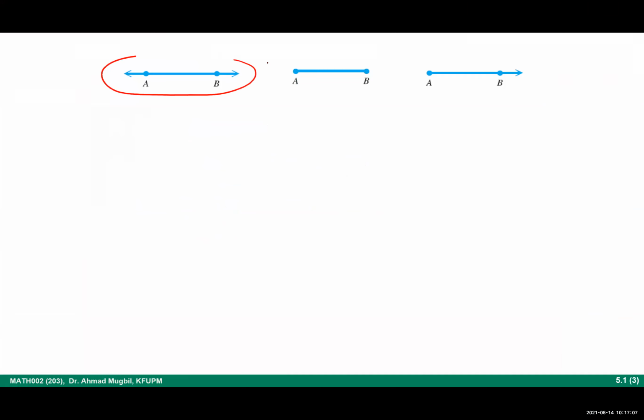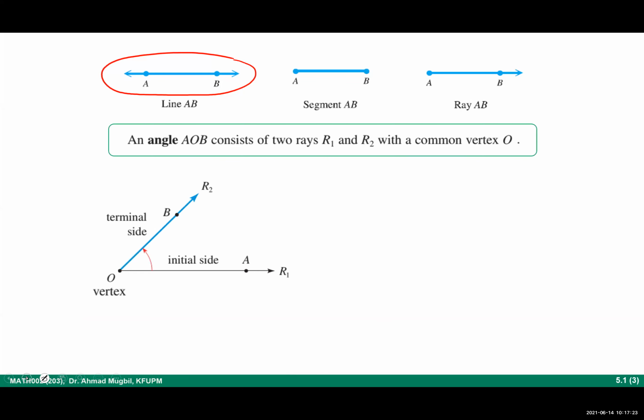What is this, Shabab? This is a line. What is this one? This one is called a segment, which is a part of the line. And the last one is called a ray. So what is the angle? The angle, you know, this is the angle. What is it? It is, in fact, a mathematical or geometrical object that consists of two rays with a common vertex here. Okay?